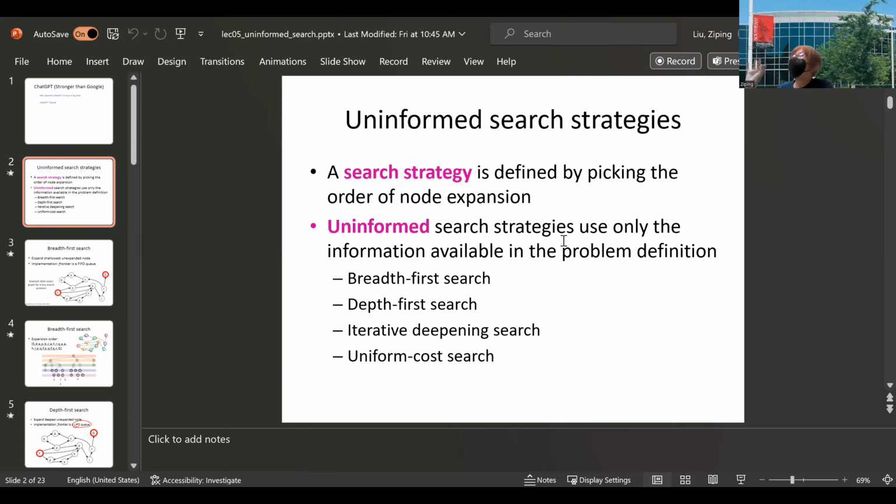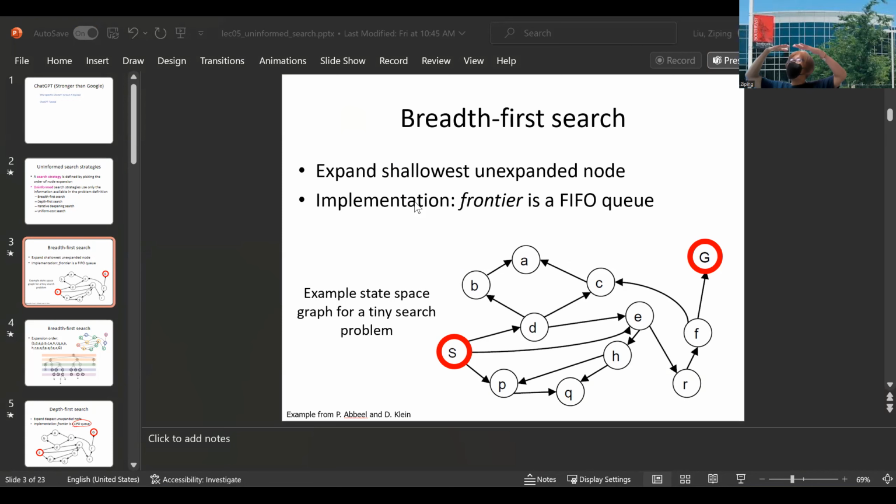So first, let's take a look at breadth first search. What is breadth first search? If we think of a tree, it's level by level. It says expand the shallowest unexpanded node. And the structure used to store nodes is a queue, a first in, first out queue. So the frontier is a first in, first out queue.